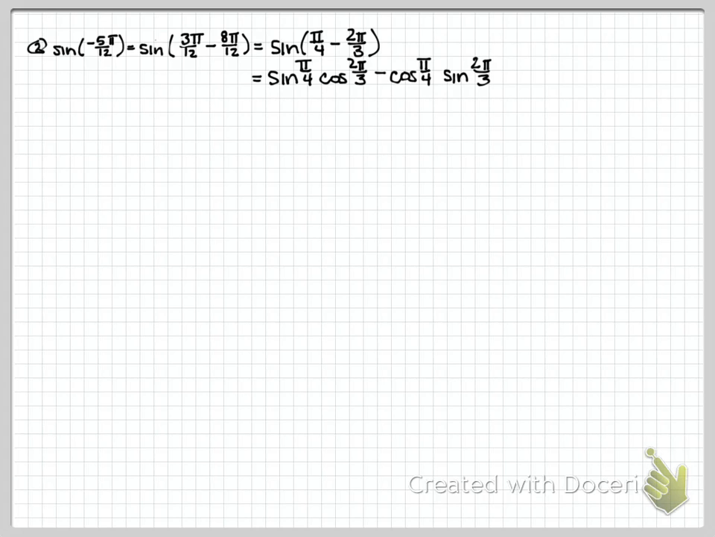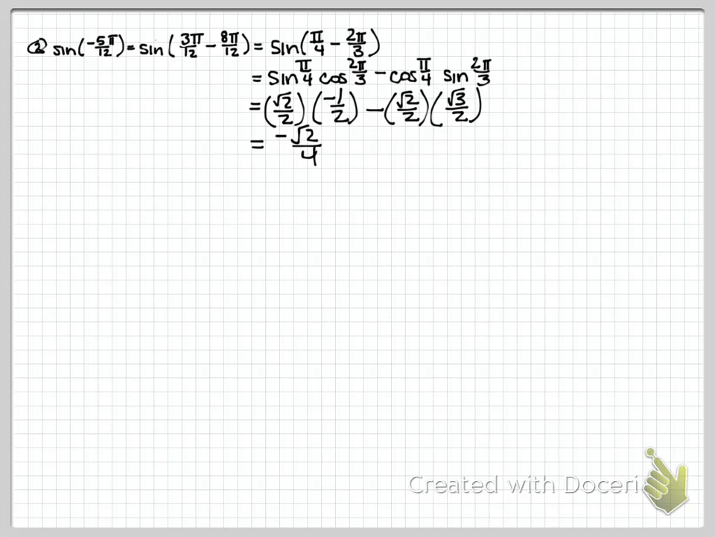Well, the sine of A, so sine of pi over 4 is root 2 over 2. The cosine of 2 pi over 3 is negative 1/2, so I'm going to put negative 1/2 here. Minus cosine of pi over 4 is root 2 over 2. Sine of 2 pi over 3 is root 3 over 2. Simplify, I get negative root 2 over 4 minus root 6 over 4, and that gives me just negative root 2 minus root 6 all over 4.